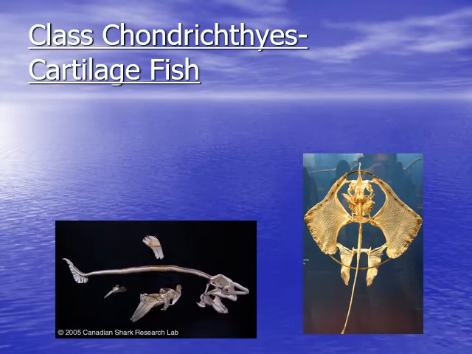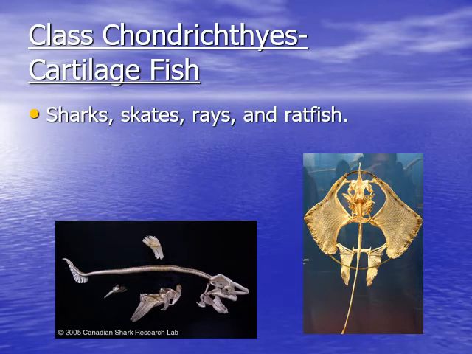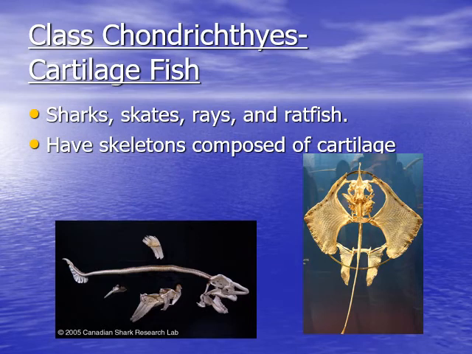Our next class of fish is class Chondrichthyes, and we know these as the cartilage fish because they have a skeleton that is made out of cartilage instead of bone. So some of the common ones you're familiar with are sharks, skates, and rays like stingrays, and then ratfish. We'll be looking at all of those as we go through this section.